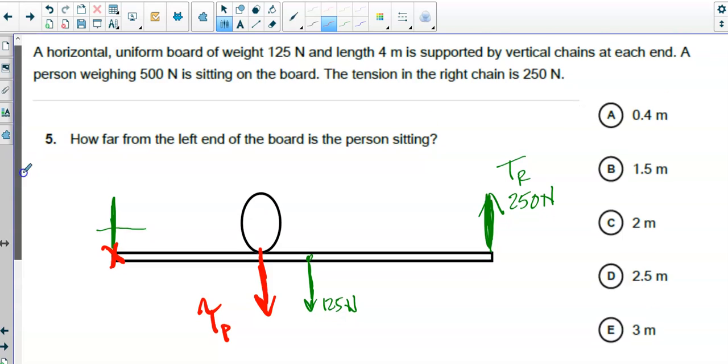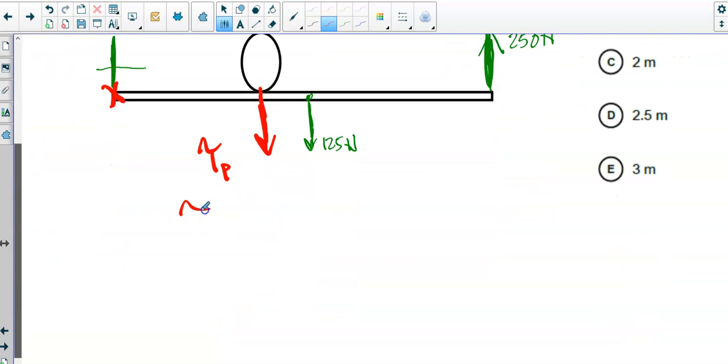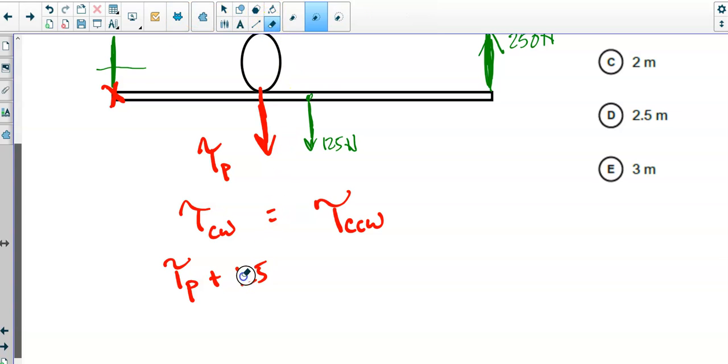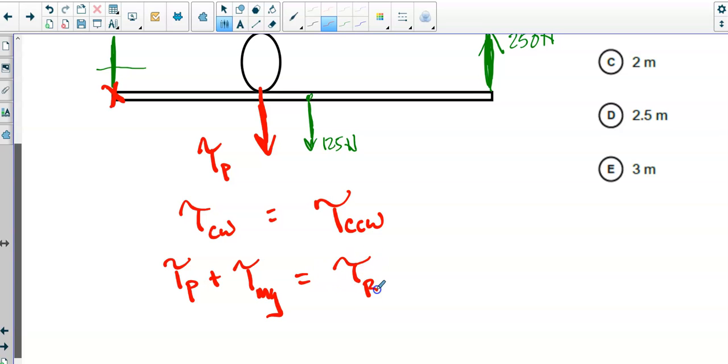If we look at it and we say, all right, all the torques that are clockwise have to equal all the torques that are counterclockwise. Well, the clockwise torques are the torque by the person plus the 125. You know what? Let's wait on putting numbers in. Let's not be too hasty. Torque by the weight of the board has to equal the torque by the right-hand chain, the tension in the right-hand chain.